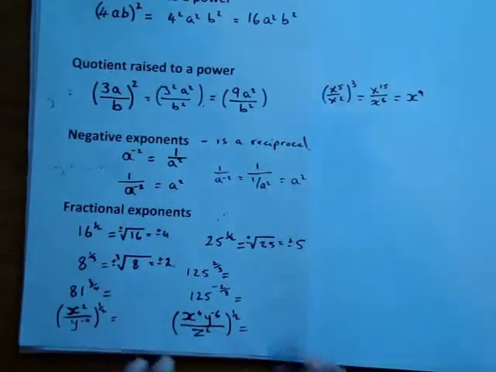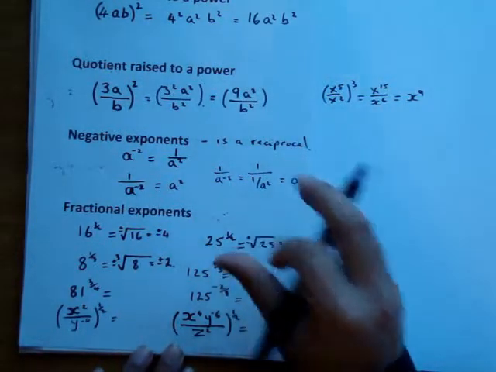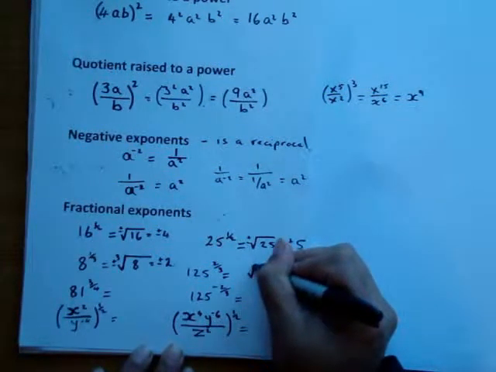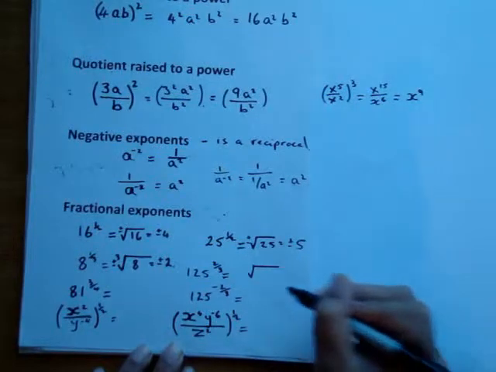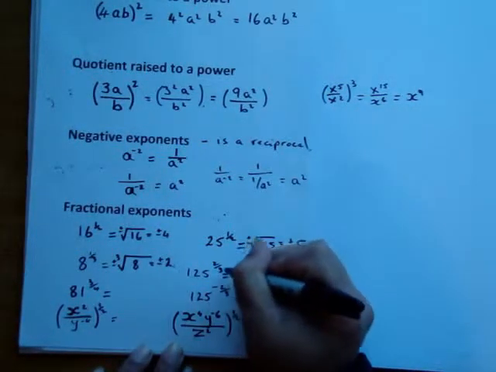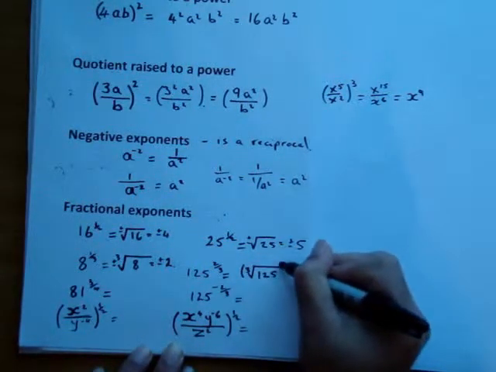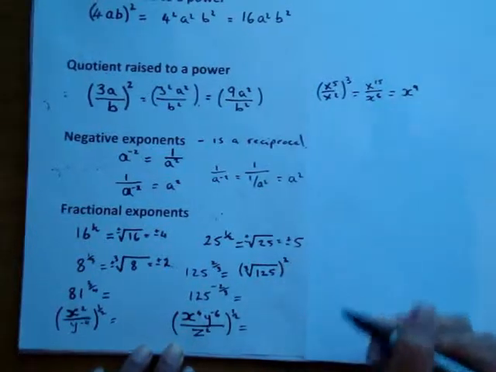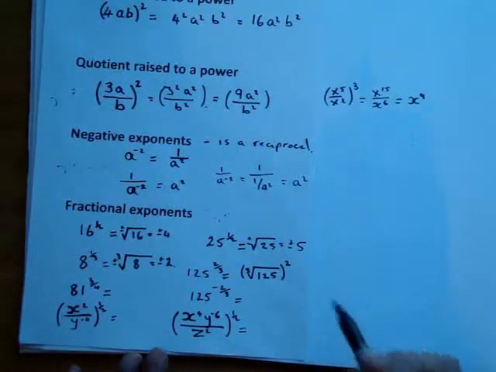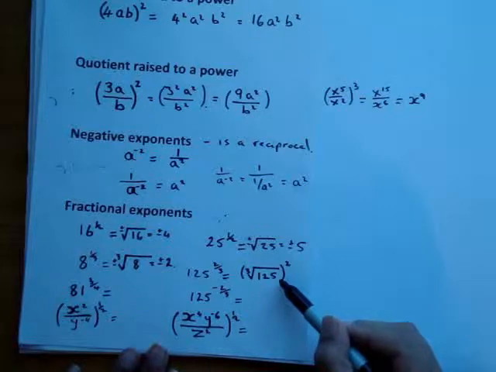If we have something like 125 to the 2/3, simply do the third first. So this would become, like we did before, the root symbol, the 1, 2, 5, the 3, and then all in brackets, and then the 2 goes there, power 2. So this becomes the cube root of 125 squared.